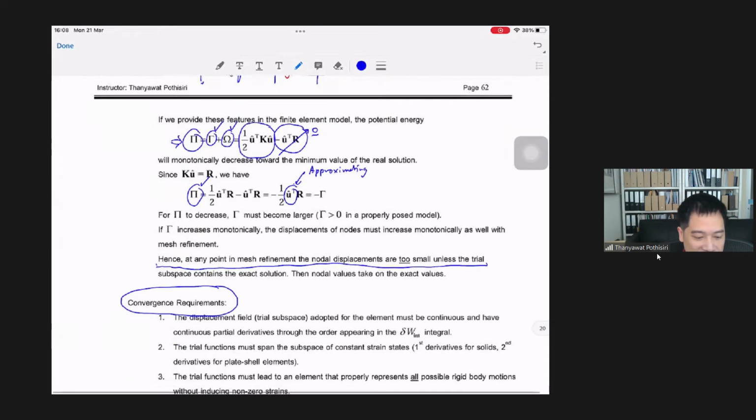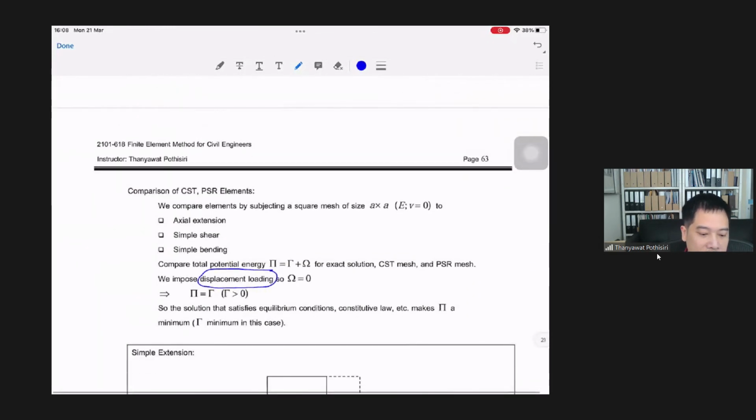So in this case, we have the total potential energy coming from the strain energy only. So if you compute the strain energy to be the total potential energy, it means that if the potential energy is minimized, so it's getting closer to zero, then you're getting closer to the exact solution.